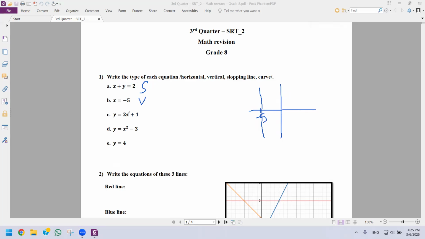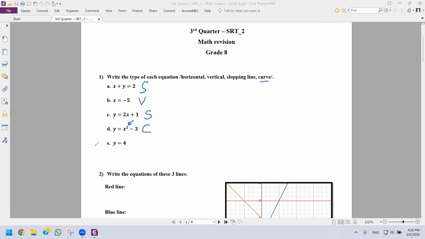Next one, y equals to 2x plus 1. As we said, we have x and y at the same time, which means this is a sloping line. D, y equal to x squared minus 3. Okay, here we have y and x together. However, we have the power here. We have power 2. So if x has power 2 or more, it's not a straight line anymore. It is a curve. It looks like something like this.